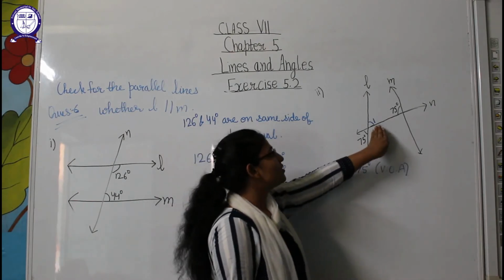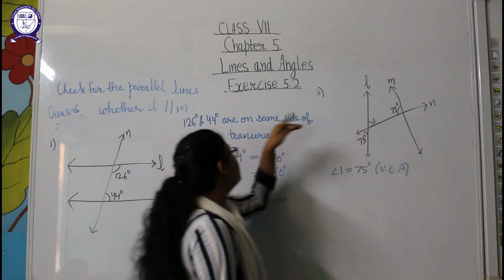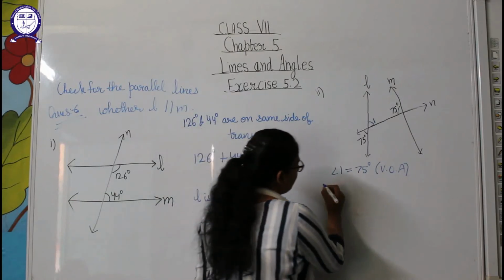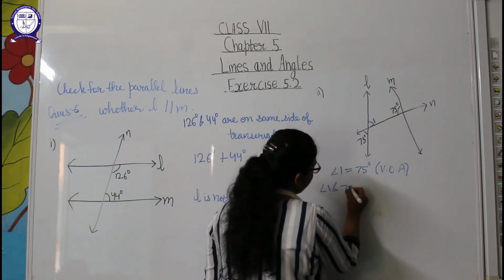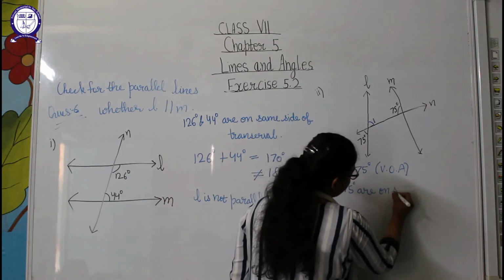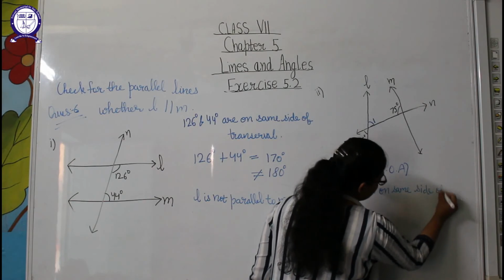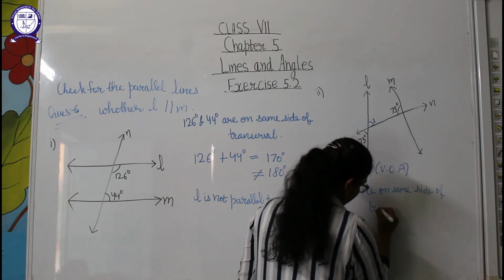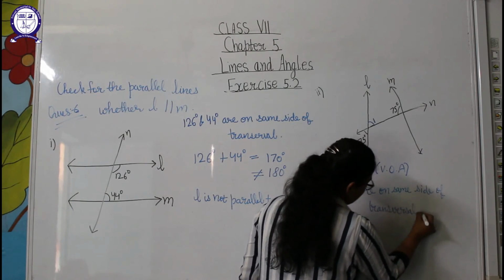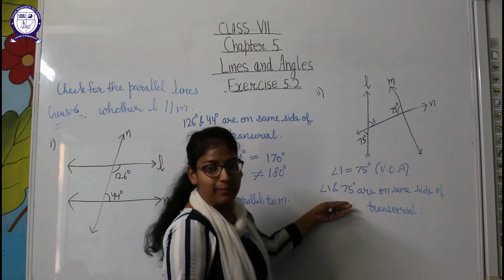Okay, now what is the relation between angle 1 and 75 degrees? They are on the same side of the transversal. So angle 1 and 75 degrees are on the same side of the transversal. So what we will do? We will check by adding them.